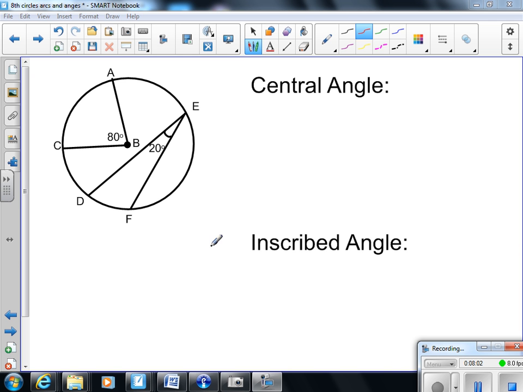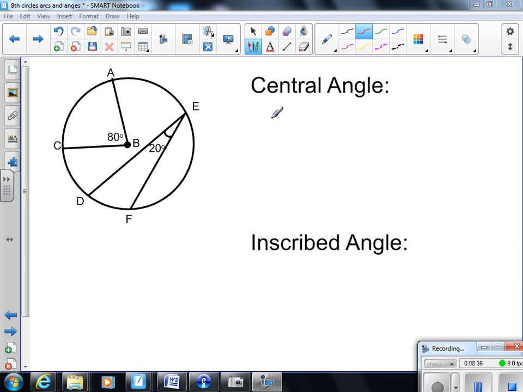Okay, now it's your turn. I want you in this example to list what the central angle is, what its measure is, and then list the arc from that central angle and what its measurement would be. And do the same for an inscribed angle. Name an inscribed angle, name its measurement, and then measure the arc of that inscribed angle. When you get finished, compare with your partner, and then raise your hand and I'll come check you.